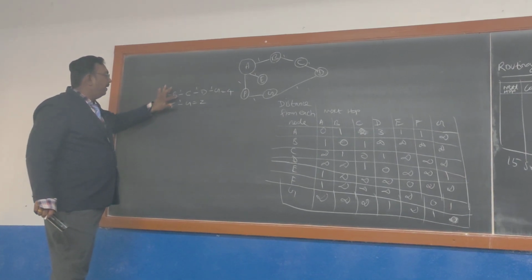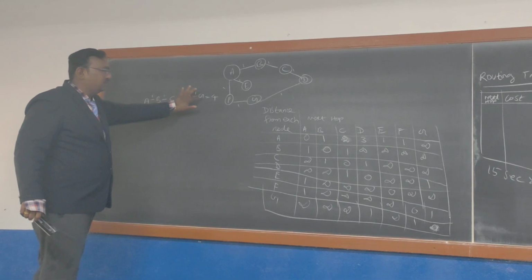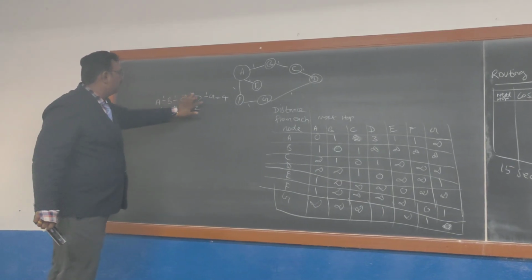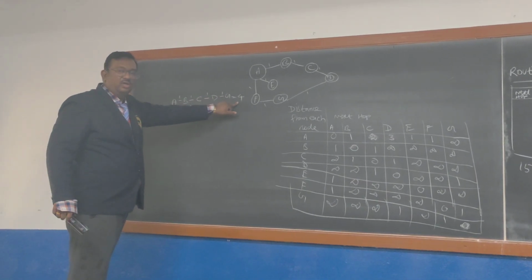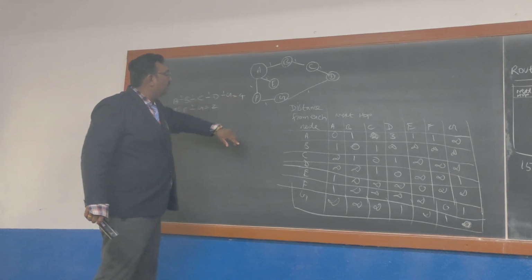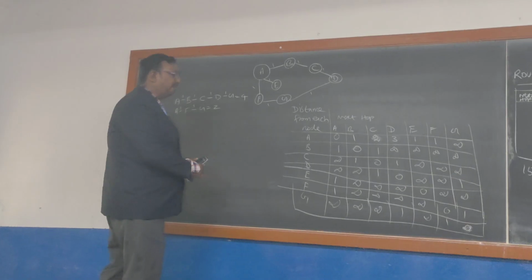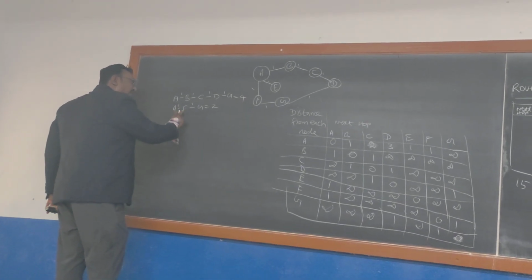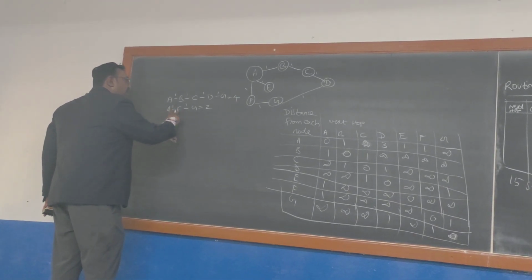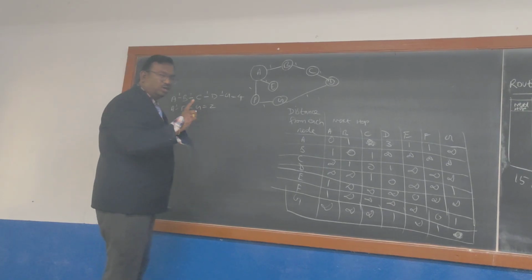So A to B, B to C, C to D, D to G. So here one rule each one. So you are going to have totally 4. Cost is 4. So another path you are going to have is A to F, F to G. So this is the second path available. So what is the cost? A to F, F to G. A to F is 1, F to G is 1. The total cost is 2.